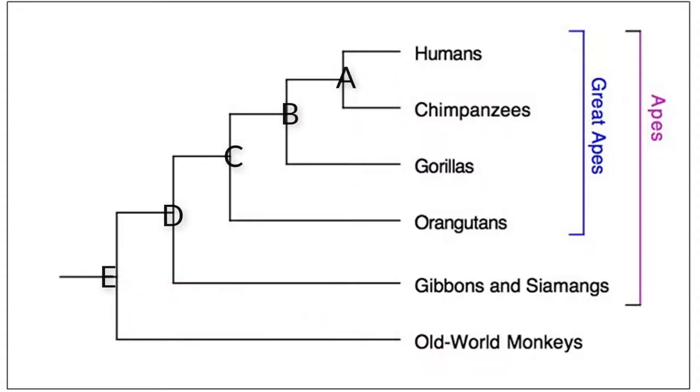Looking at these labels, at what node did humans share a common ancestor with gibbons? If you answered D, you are correct.